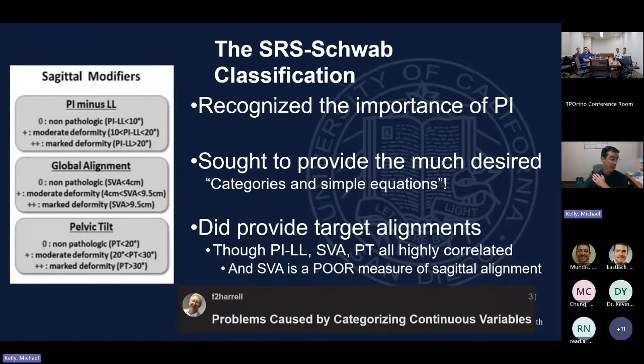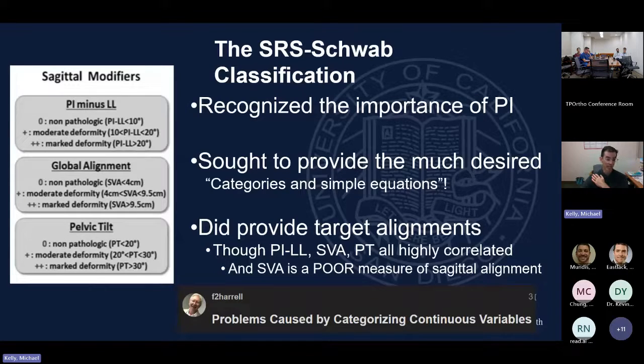But Frank says if your PI minus LL is less than 10, you have no deformity. If your PI minus LL is between 20 to 10, you have a moderate deformity. Now, what's the difference between non-pathologic and moderate? I don't know. There's got to be a mild and a close to okay and a not okay.